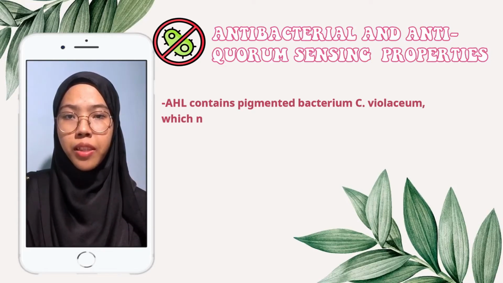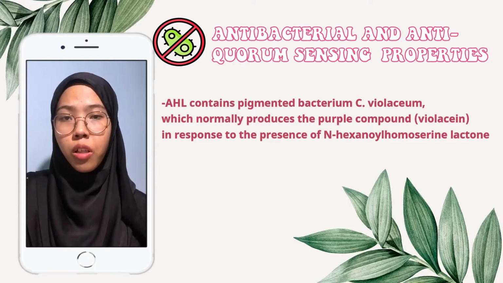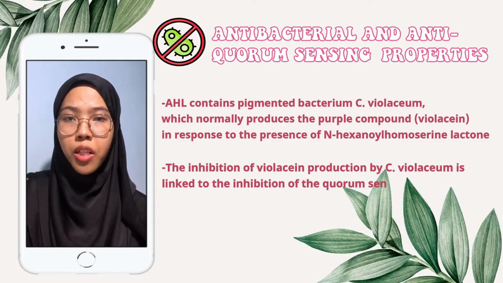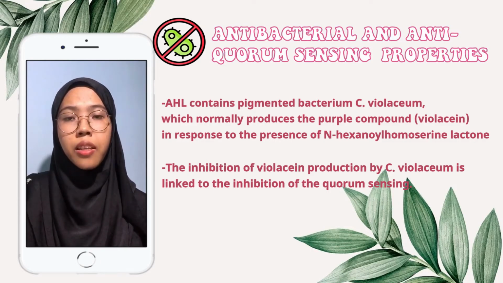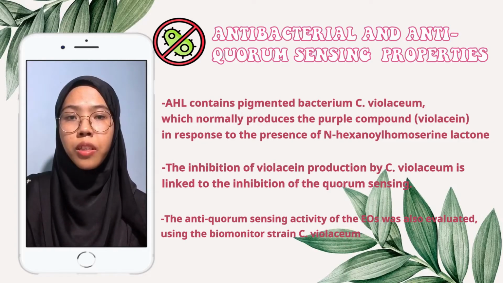AHL is contained in the pigmented bacterium C. violaceum, which normally produces the purple compound called violacein in response to the presence of N-hexanoyl homoserine lactone. The inhibition of this violacein production is linked to the inhibition of quorum sensing. Therefore, the anti-quorum sensing activity of the essential oils can also be evaluated using the biomonitor strain C. violaceum through this process.